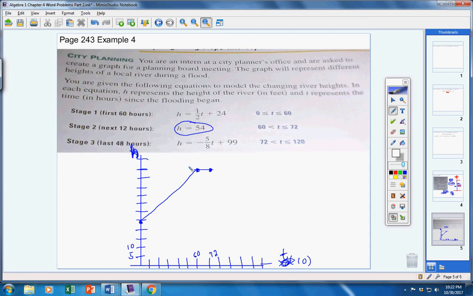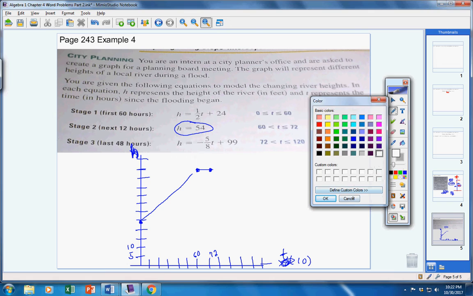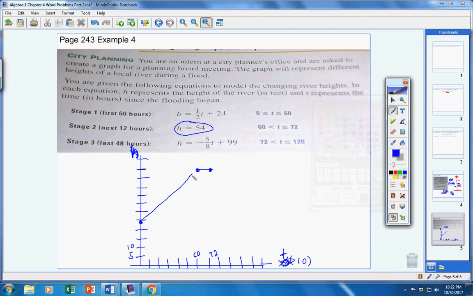Now I really hope that makes sense, guys. Look, this horizontal line, h equals 54, only works from 60 to 72, which is from here to about here on the x-axis. No, it's not perfectly lined up, but you get the point.